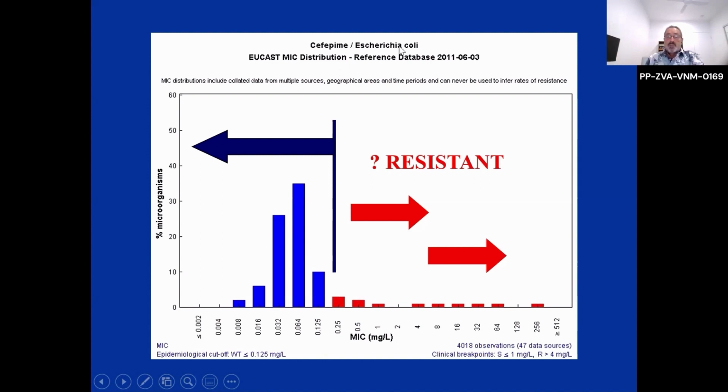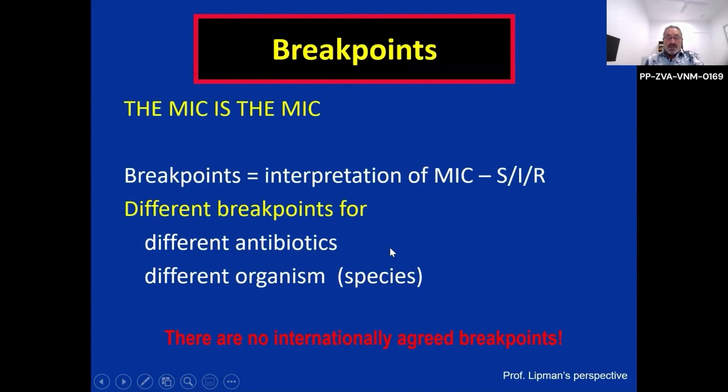So this would be Kefir, and this would be against E. coli. Anything above 0.25 would probably be regarded in the breakpoints as resistant. So the MIC is an MIC, whether it's accurate or not. Breakpoints are the interpretation of large databases of MICs into resistant, sensitive, or intermediate organisms. And there are different breakpoints for different antibiotics against different organisms.